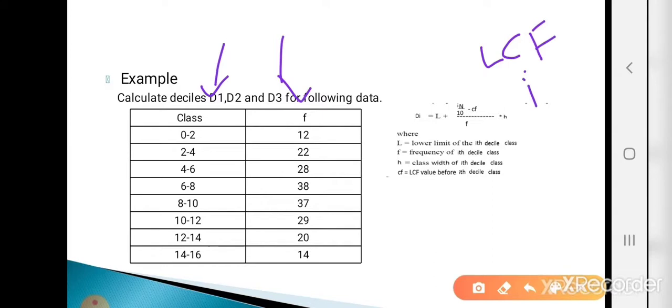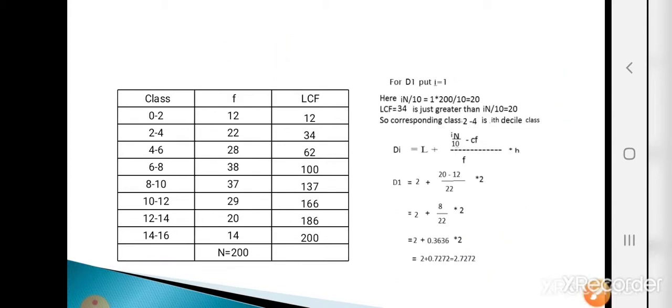The next step is to calculate iN divided by 10. And the last step is to see the LCF just greater than iN divided by 10, then the corresponding class is the ith decile class. And by using that ith decile class, the formula for calculating the deciles is Di is equal to L plus (iN divided by 10 minus CF) upon F into H. So first calculate LCF. So how to calculate LCF?